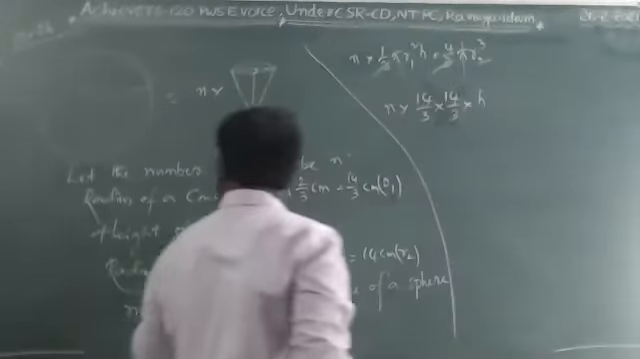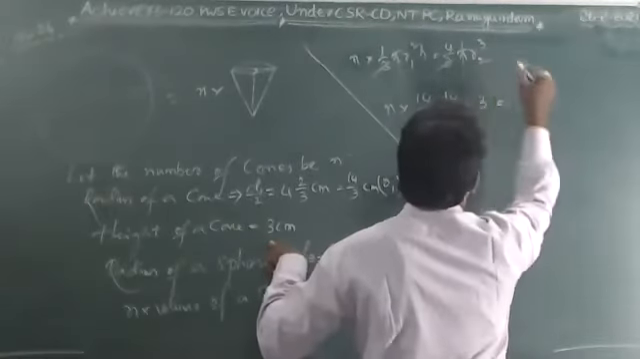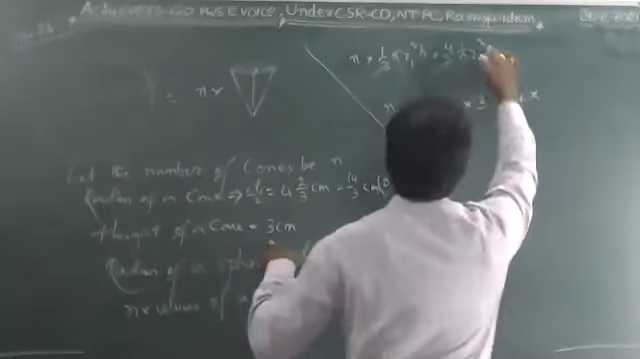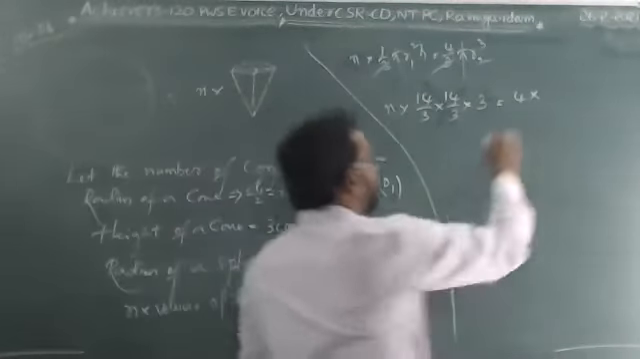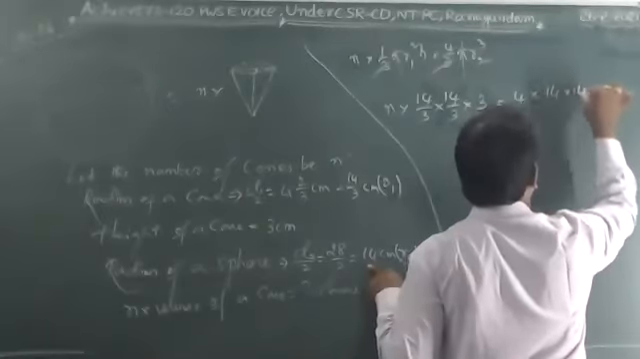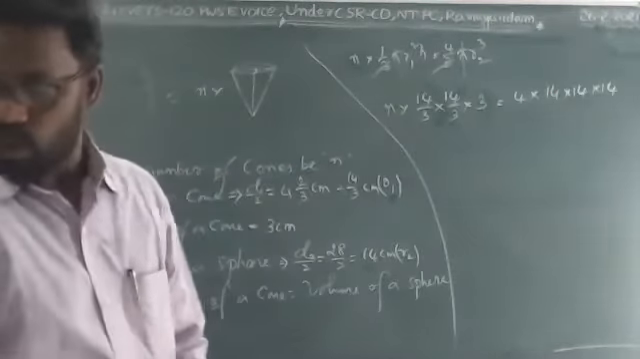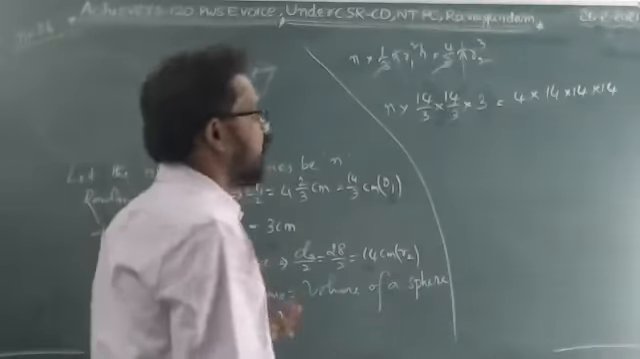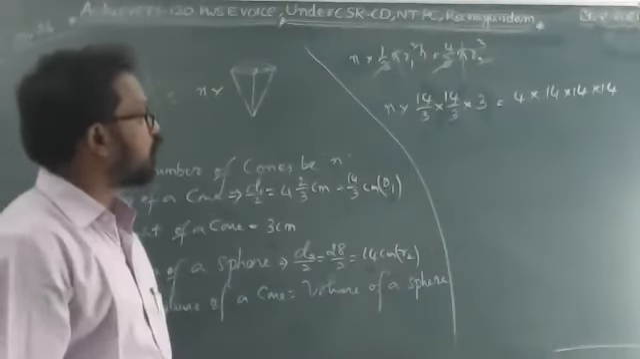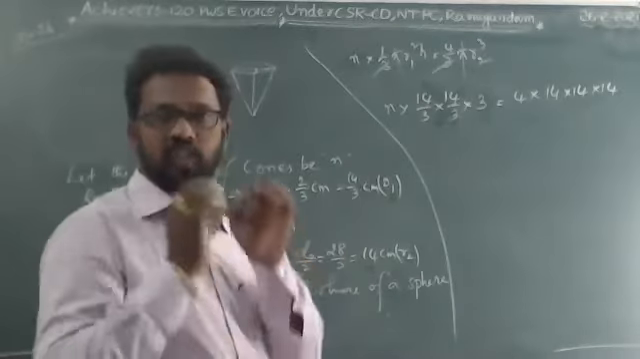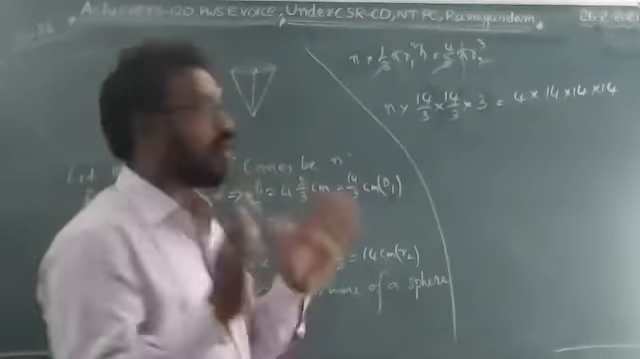And the height is given here, 3 centimeters, equal to 4 into r2 cube. Where is r2? Here, 14 cube means 14 into 14 into 14. The diameter is 28, so the radius will be half of that. See how I will do the calculation very easily. Don't multiply all the 14s, don't do like that.